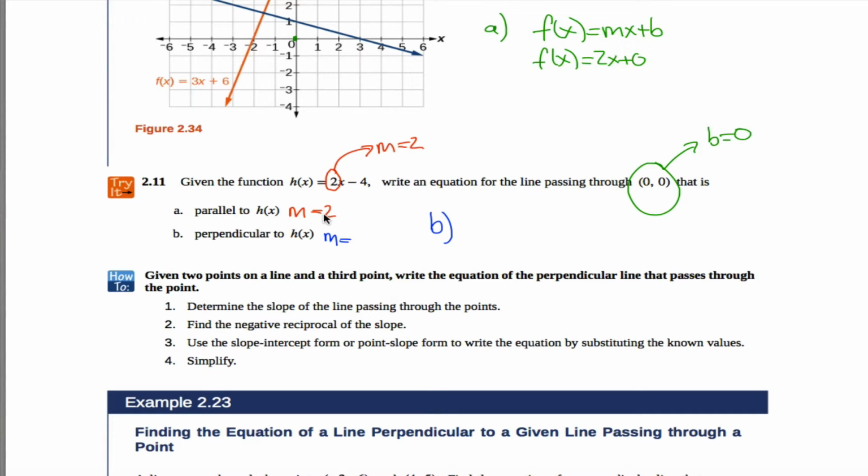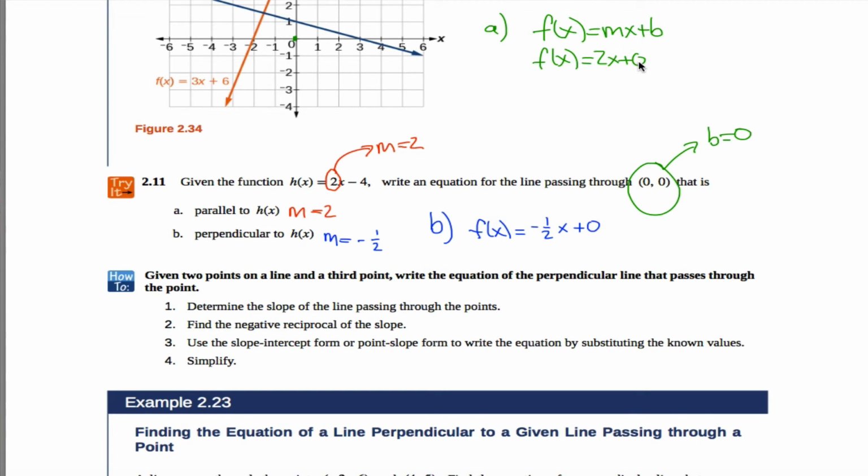You could think, if this were a fraction, it would be 2 divided by 1. Flip it upside down, now it's 1 divided by 2. Oh, but I still have that negative. The negative reciprocal. Make this a fraction. Instead of 2, it's 2 over 1. Flip it upside down, and then change the sign. If it used to be positive, now it's negative. So this is my slope here for part B. My y-intercept is 0. So I got f(x) = -1/2 x + 0.